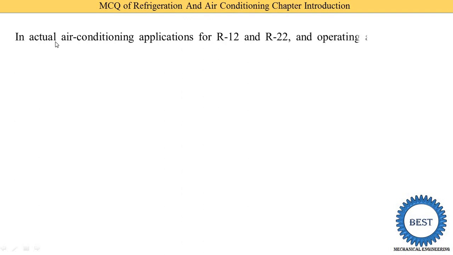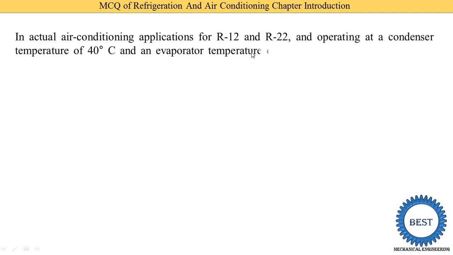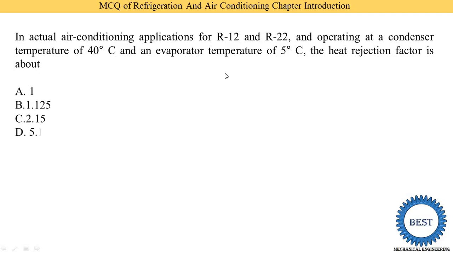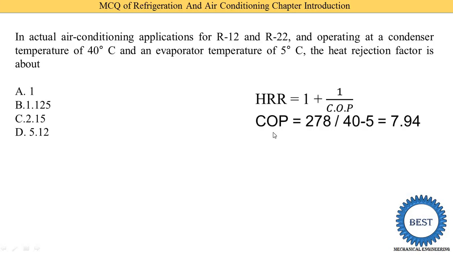In an actual air conditioning application, for R12 and R22 operating at a condenser temperature of 40 degrees and an evaporator temperature of 5 degrees, find out the heat rejection factor. Different answers are given. We know that heat rejection factor is 1 plus 1 upon COP. So first we find out COP. When we calculate the COP, we need to put the temperatures in Kelvin. The lower temperature, 5, is converted to Kelvin, 273, divided by the difference of higher minus lower. The difference can be taken in centigrade, because when we take the subtraction, the answer comes out the same.